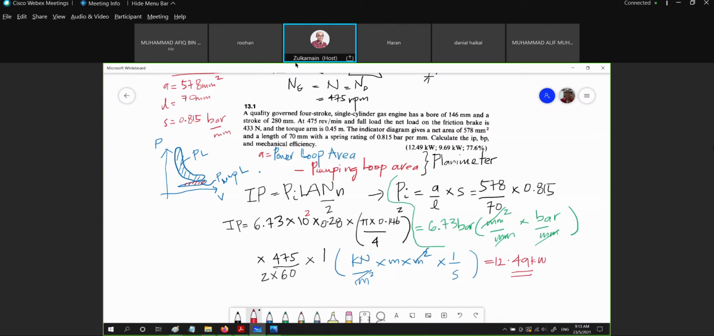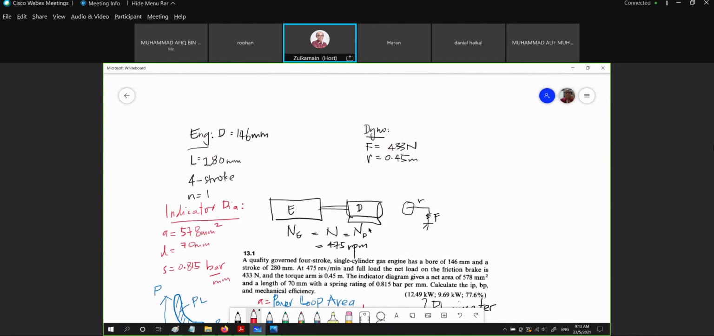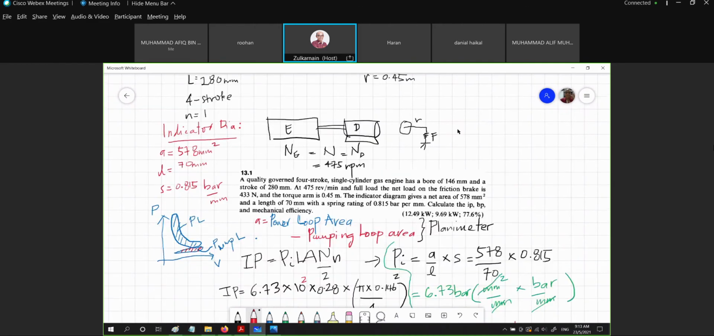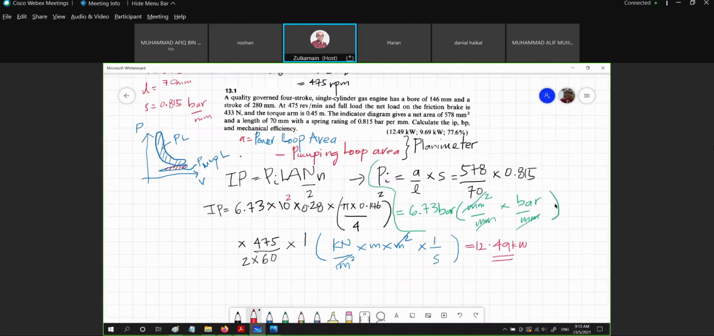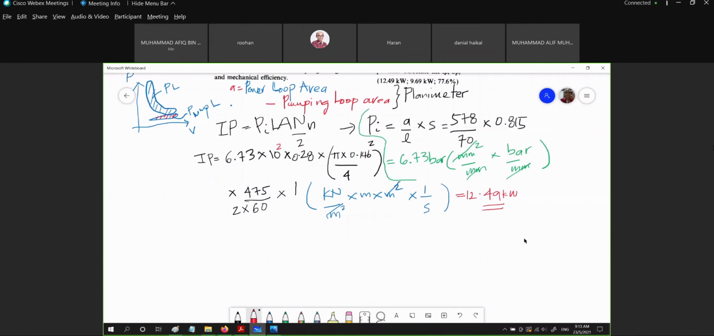Next is go for the BP. Okay. So BP is always at the dyno side. So we are going to use the dyno parameter in order to get the BP. BP is equal to 2 pi n T divided by 60 multiplied by 1000.